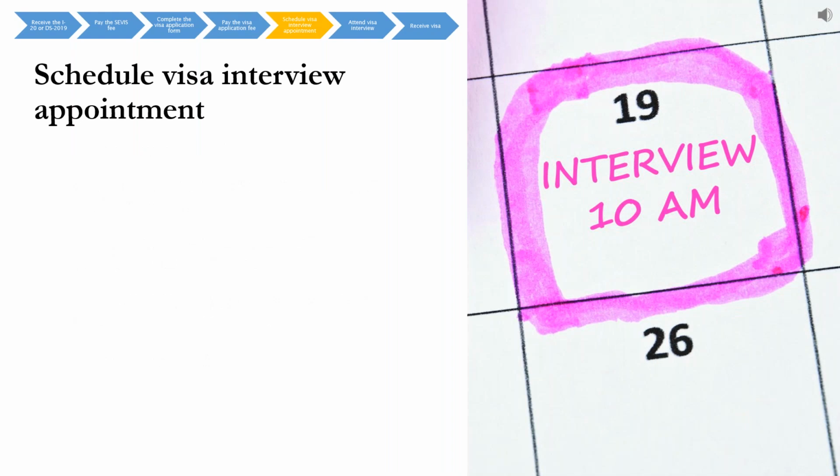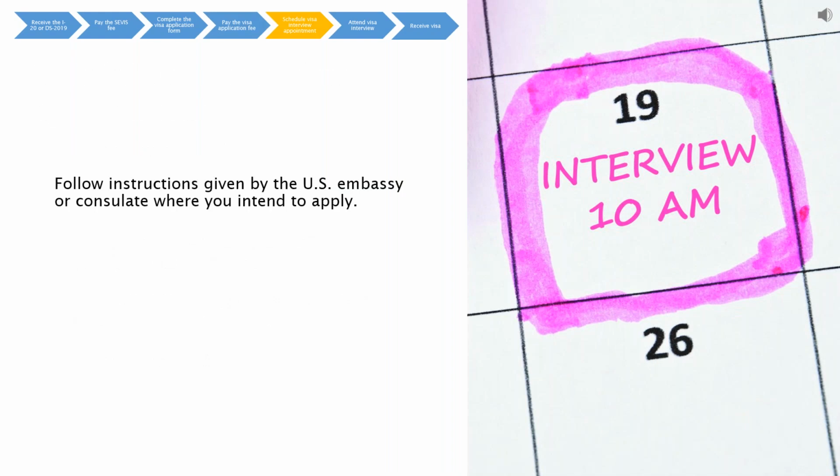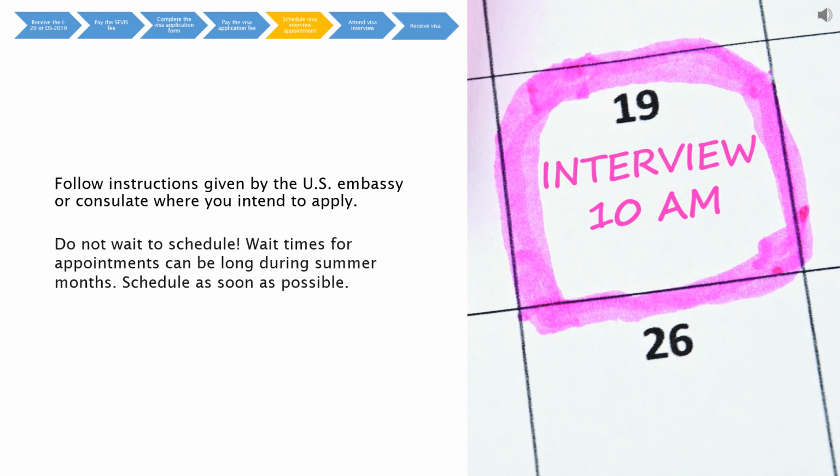Okay, and after that, you're going to want to schedule your visa interview appointment. You can follow the instructions given by the embassy or consulate where you intend to apply, and don't wait to schedule this visa appointment. Wait times for appointments can be long during the summer, so try to schedule that as soon as possible. There is also a link on our website where you can check visa wait times.